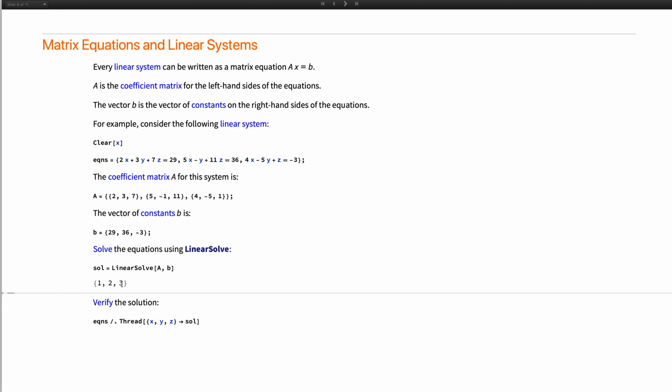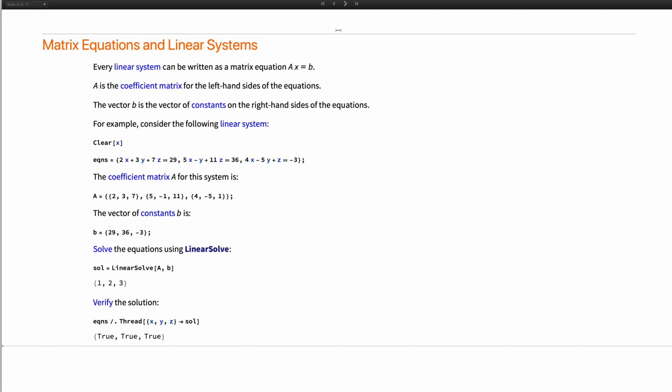You can check it by plugging it back in the equations. So I use the thread function, which basically sets x to 1 and y to 2 and z to 3. And you see that you actually get back true in all the cases. So you have a relationship between a linear system and a matrix equation over here.